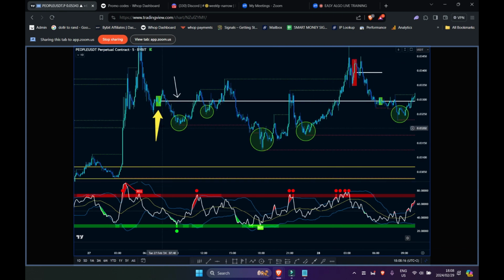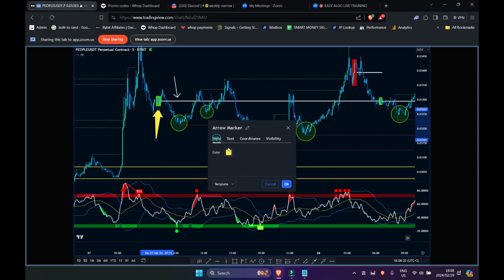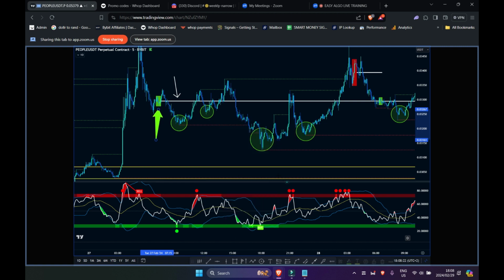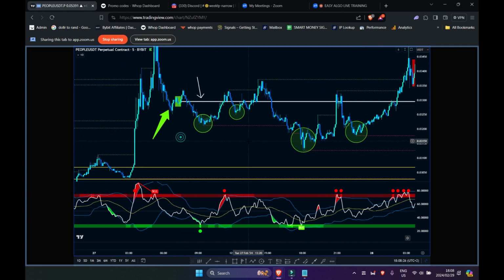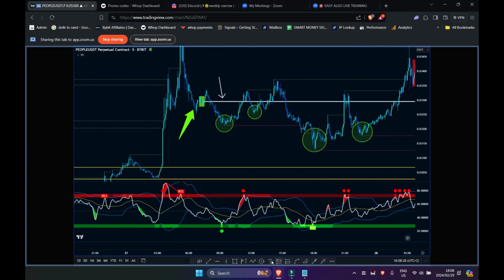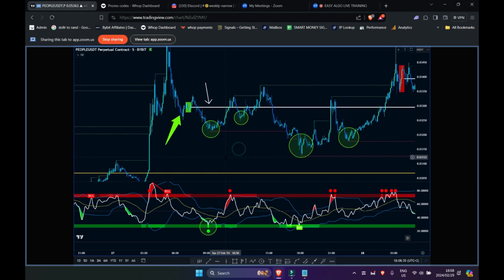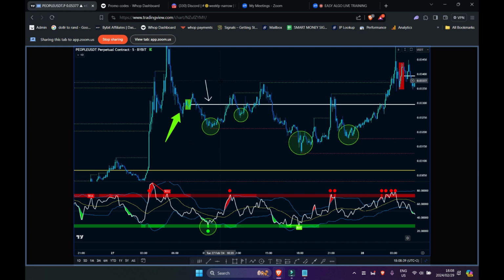And then we would have used the TDIX in confluence with this to be able to coordinate the best times to enter. So you can see over here, if we look at the TDIX, we're getting a shark fin and we're getting a super shark fin, which is showing a reversal. And that is what we're looking for.